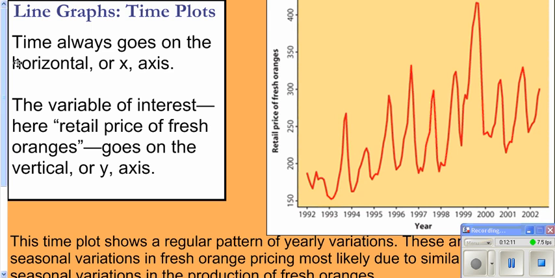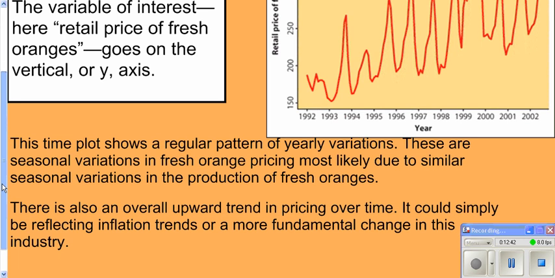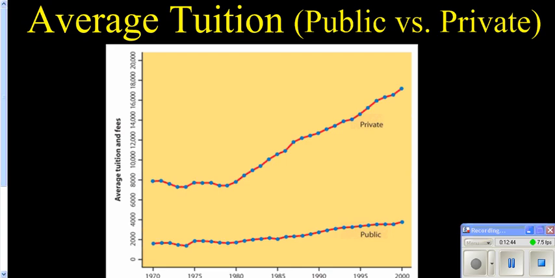Let's take a look at time plots. Time is always on the horizontal, and what you're measuring goes on the vertical. In this case, you're measuring the price of oranges, and you can see where it goes up and down, with seasonal variation throughout the years. But overall, the pattern is upward. You want to look for either an upward trend or a downward trend, or if it's not changing at all. So time plots are useful for those things.